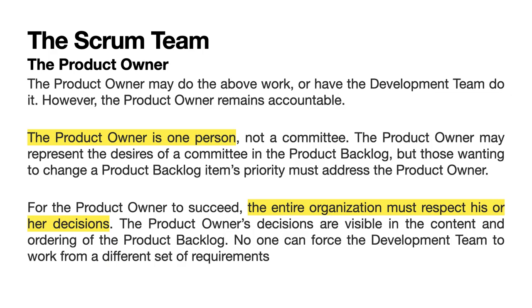For the product owner to succeed, the entire organization must respect his or her decisions. The product owner's decisions are visible in the content and ordering of the product backlog. No one can force the development team to work from a different set of requirements.